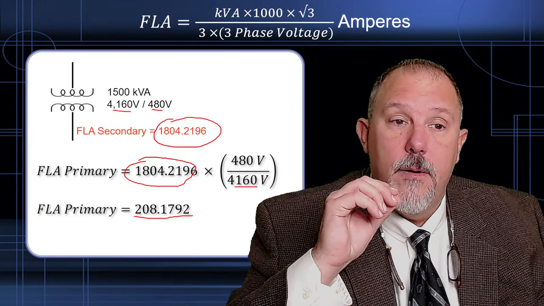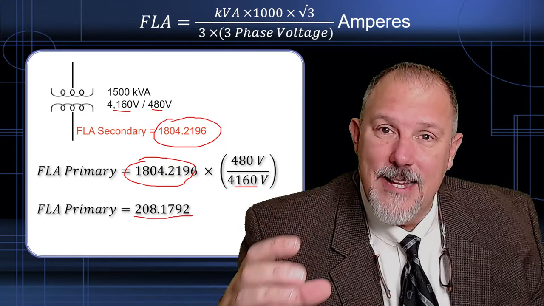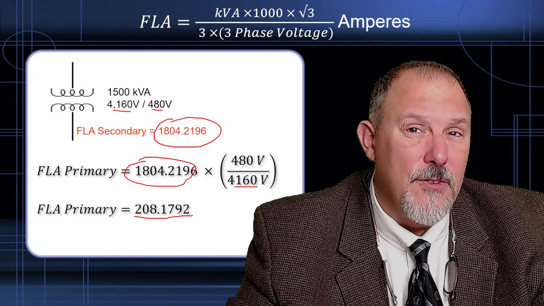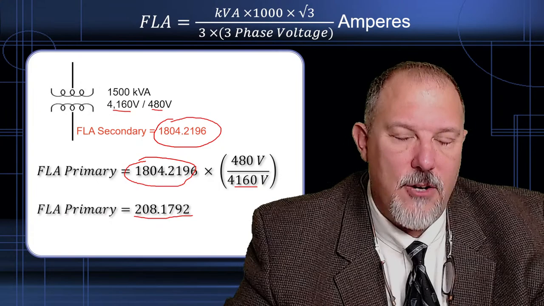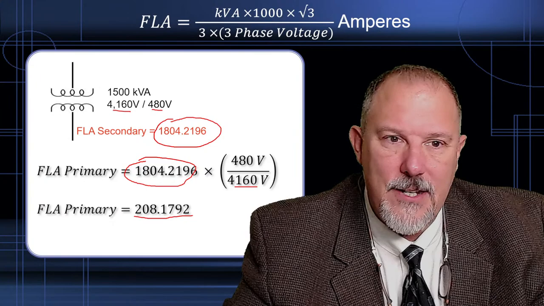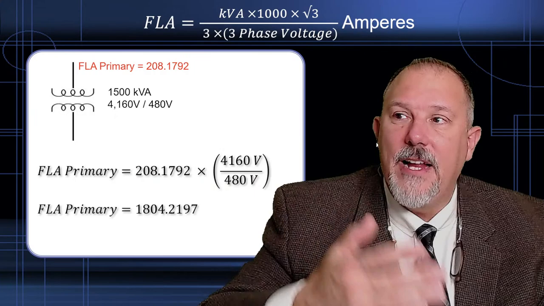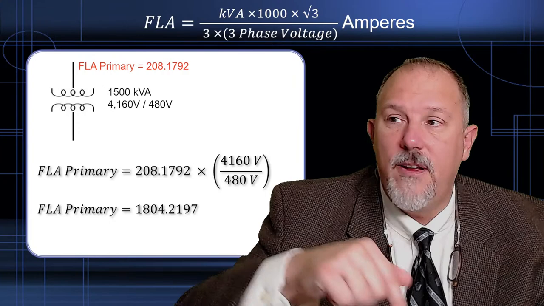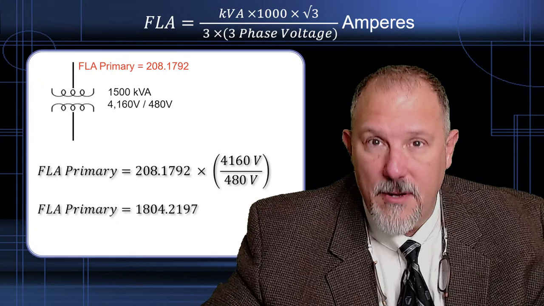You don't need to worry about that when you just use the line-to-line voltage on the secondary and the line-to-line voltage on the primary. I don't care if it's delta-delta, delta-Y, Y-Y. It doesn't matter. I've taken the square root of three out. And maybe if we have time at the end here, I'll show you why that doesn't matter. Okay, and then if I know the primary full load amps, I can use a different equation. Primary full load amps times the primary voltage divided by the secondary voltage gives me the secondary full load amps.